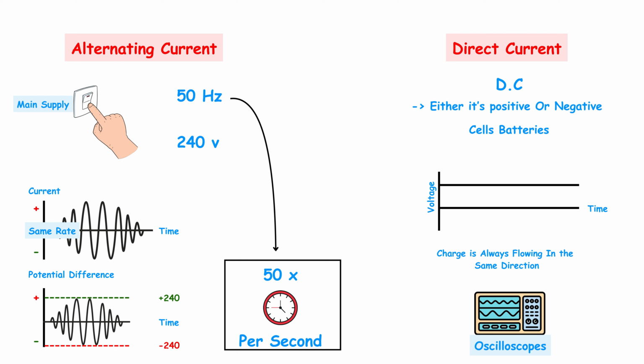Lastly, when we want to capture these voltage or current waveforms and actually see how they vary over time, we use a device called an oscilloscope. An oscilloscope visually displays how voltage changes in real time, typically as a graph on a screen, allowing us to observe the patterns of alternating and direct currents.